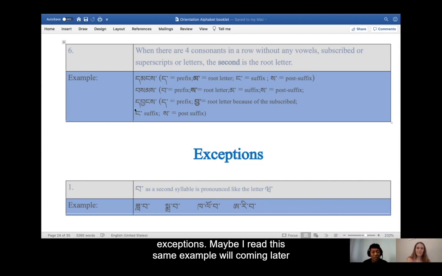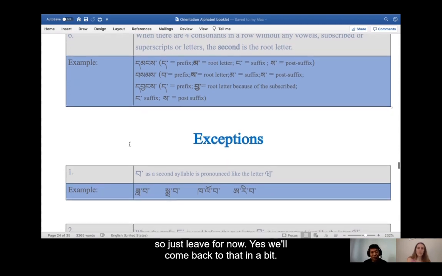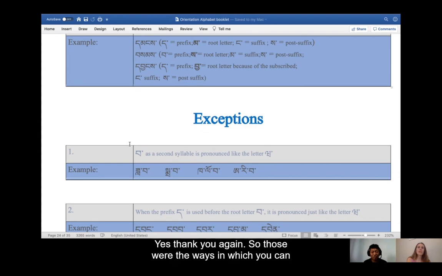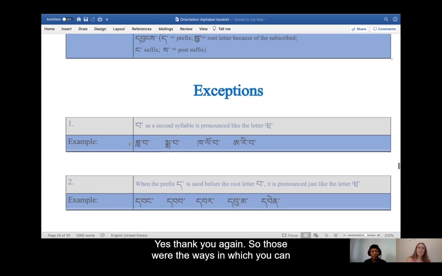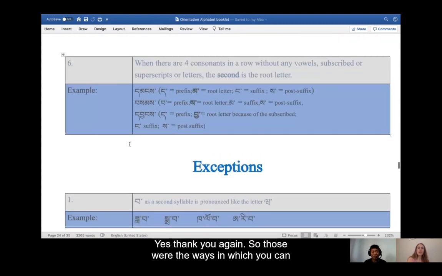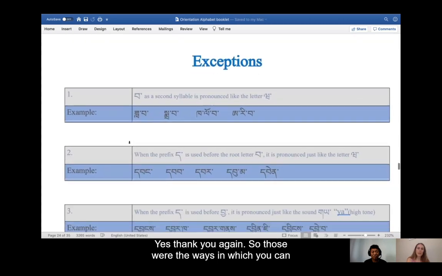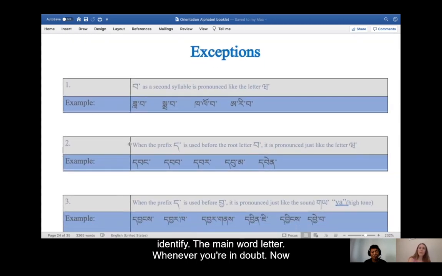And then the next one is coming later, because we have some exceptions. Maybe I will read this same example later. So just leave it for now. Okay. Yes, we'll come back to that in a bit. Yes, thank you, Genla. So those were the ways in which you can identify the main root letter whenever you're in doubt.